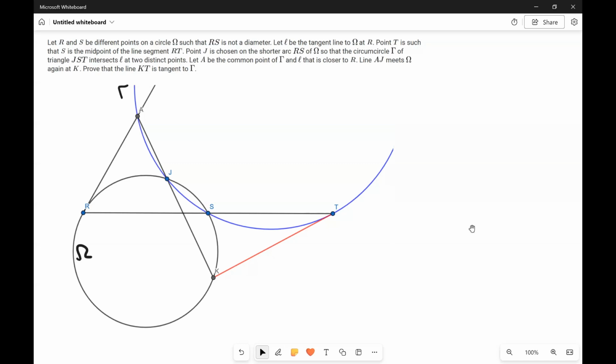Let R and S be different points on a circle omega such that RS is not a diameter. Let L be the tangent line to omega at point R, and point T is such that S is the midpoint of the line segment RT.